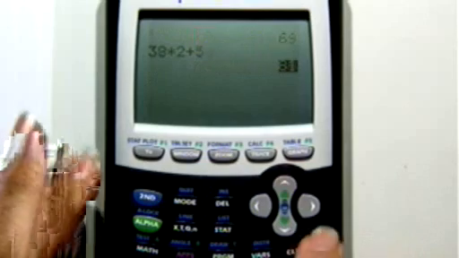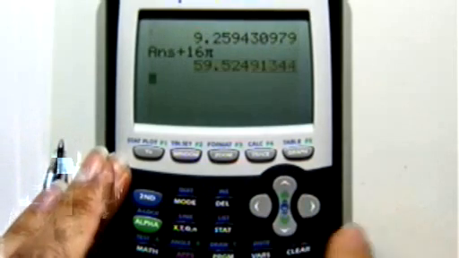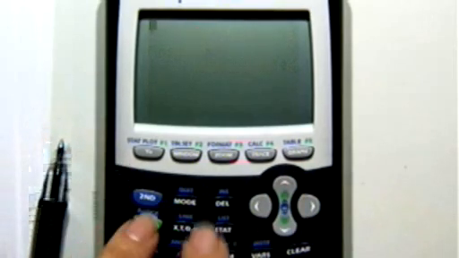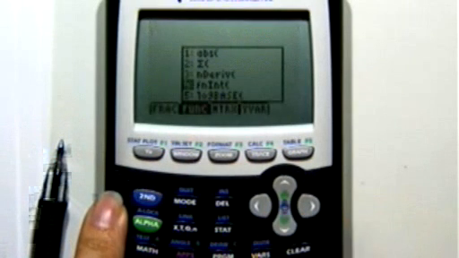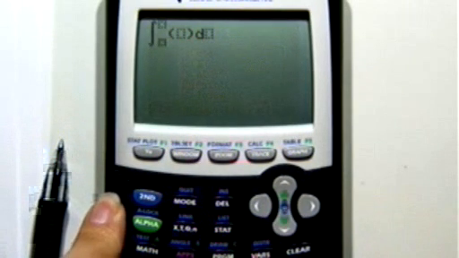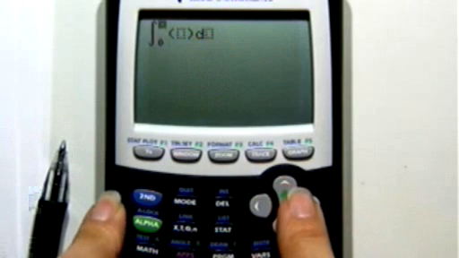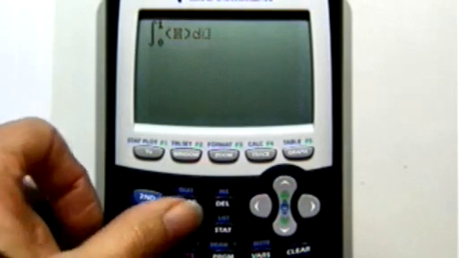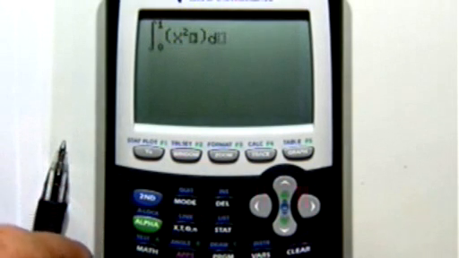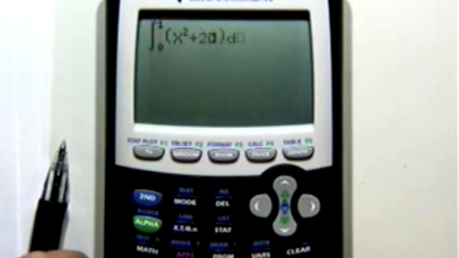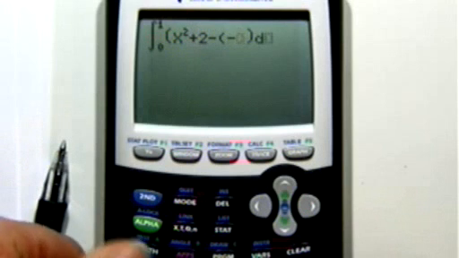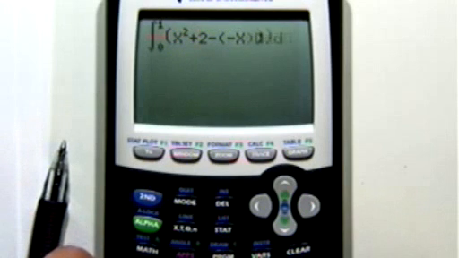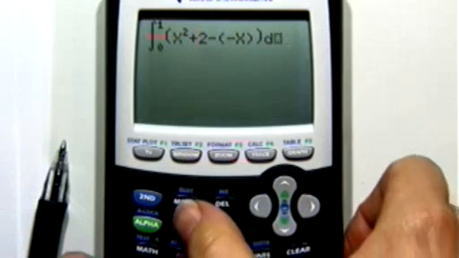Okay, so I gotta get my little, oh my gosh, what am I doing? Okay, I get my integral function, fnInt. We have from 0 to 1, x squared plus 2, minus, just because I can, negative x. So there's my top minus my bottom, dx.